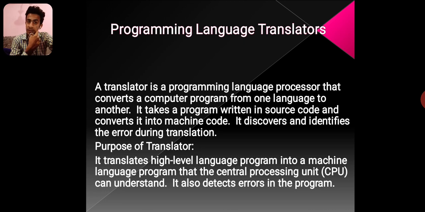Programming language translators. A translator is a programming language processor that converts a computer program from one language to another. It takes a program written in source code and converts it into machine code. It discards and identifies errors during translation. Purpose of translator: it translates a high-level language program into a machine language program that the central processing unit, CPU, can understand. It also detects errors in the program.